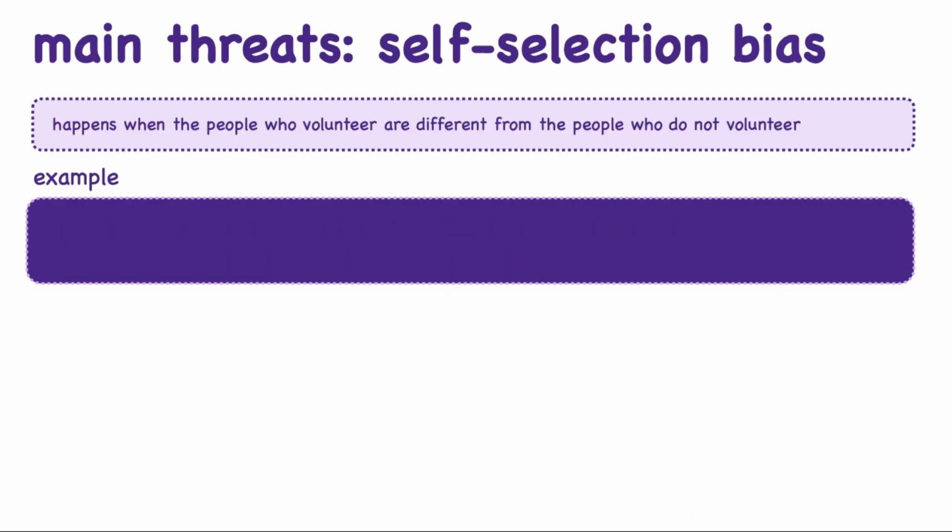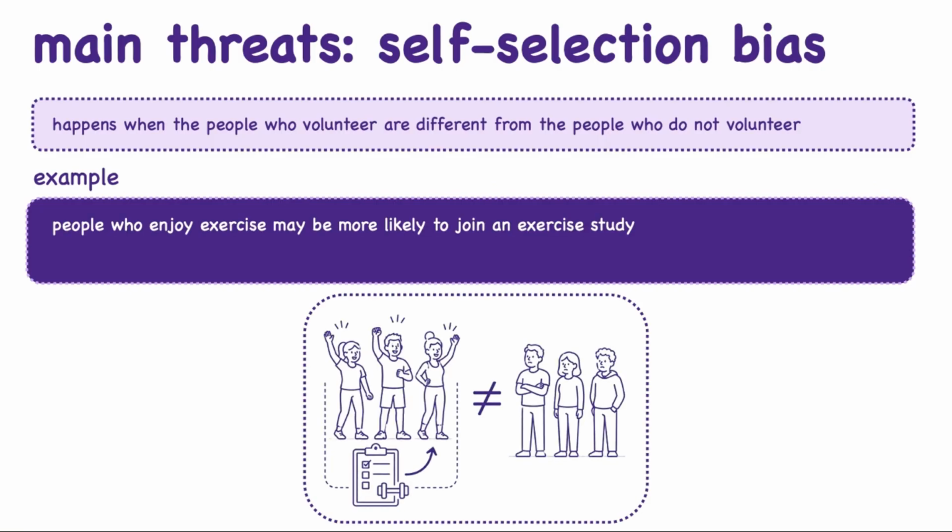Self-selection bias happens when the people who volunteer are different from the people who do not volunteer. For example, people who enjoy exercise may be more likely to join an exercise study. The results may not apply to people who dislike exercise.